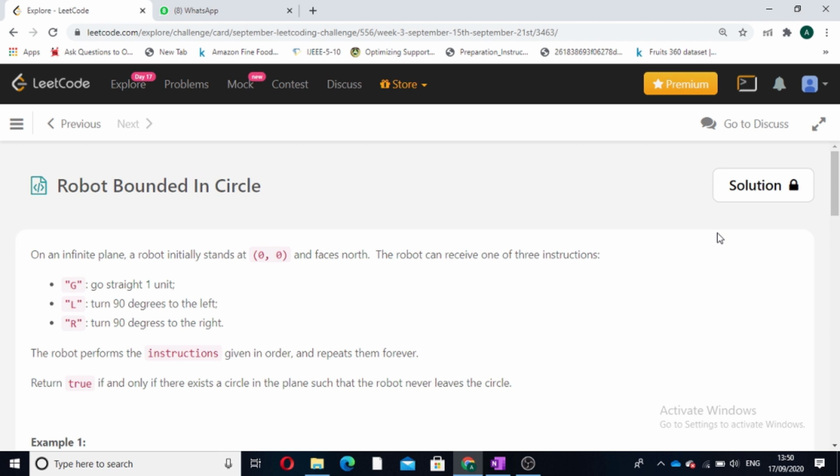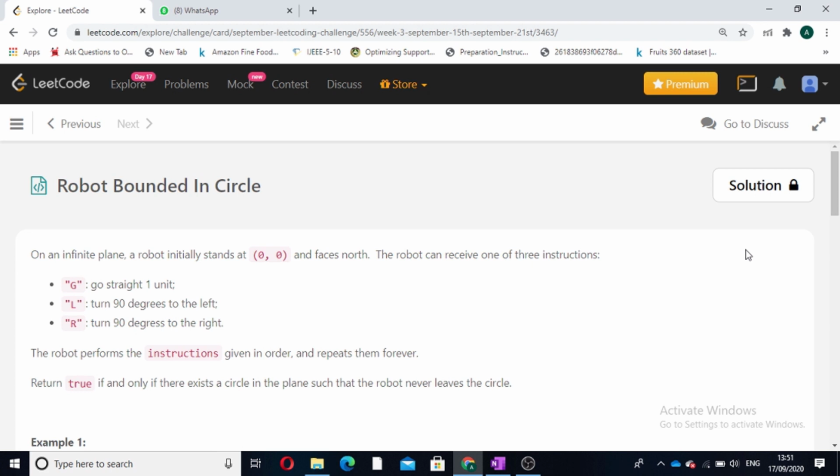The robot can receive one of the three instructions, that is G, L and R. G means he has to go 1 unit ahead in which direction he is facing. L means he has to turn 90 degrees on its axis towards the left side. R means he has to turn 90 degrees on its axis towards right side.